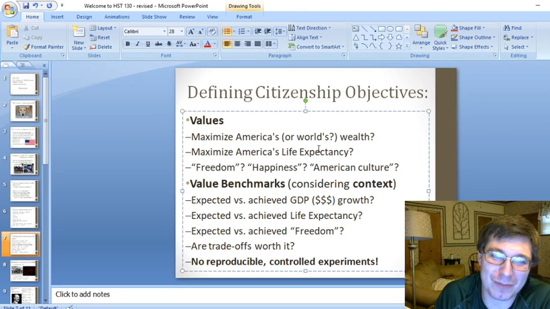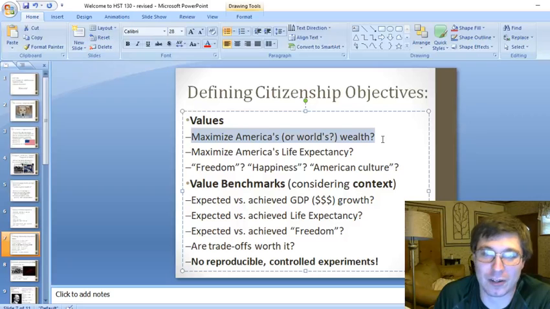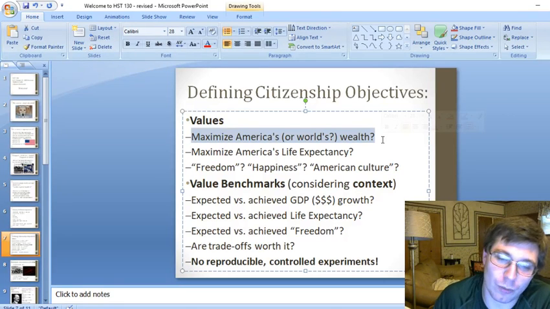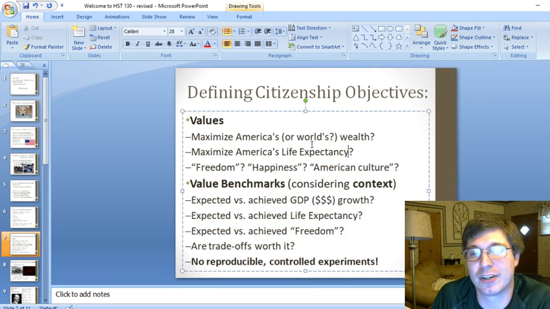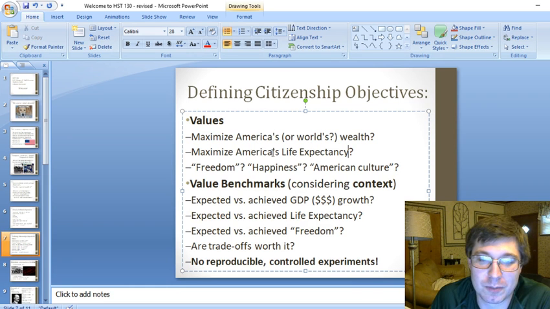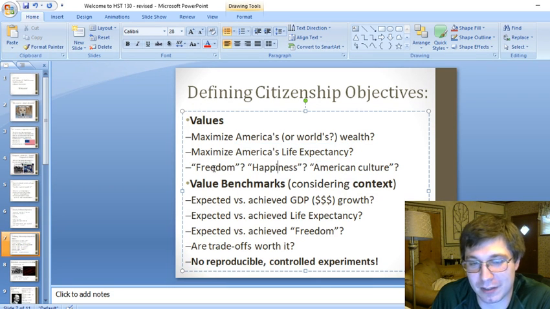So part of the problem with citizenship that makes it different from automobiles is defining its objectives. What are we supposed to be doing as citizens? A car is supposed to get us from point A to point B. What are citizens supposed to do? Are we supposed to maximize our country's wealth? Are we supposed to maximize the world's wealth? Are we supposed to preserve life at all costs? Preserve freedom, happiness? And whose happiness?